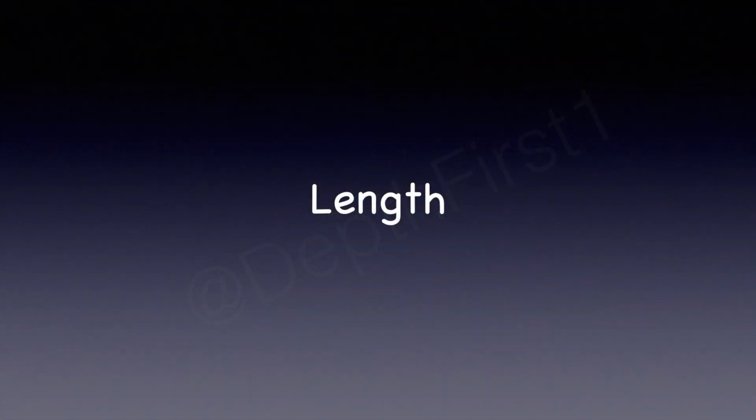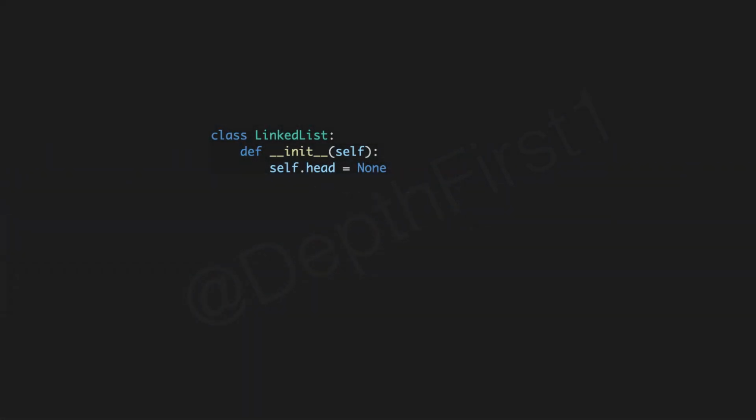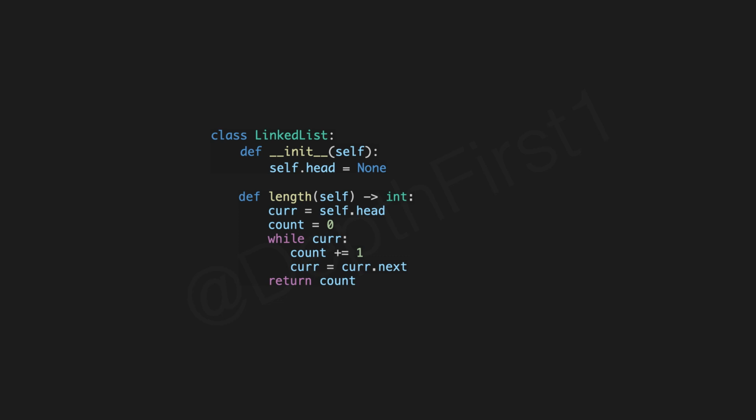Moving on, let's go over how to find the length of the linked list. To find the length, we will utilize the cur variable once again to traverse the list until it is None. We will increment a count variable as we traverse and return that as length. The time complexity of finding length is also O of n, and the space complexity is O of 1, or constant.